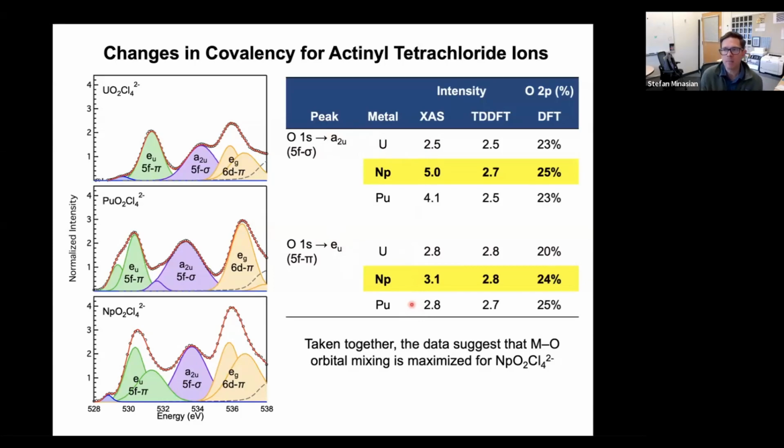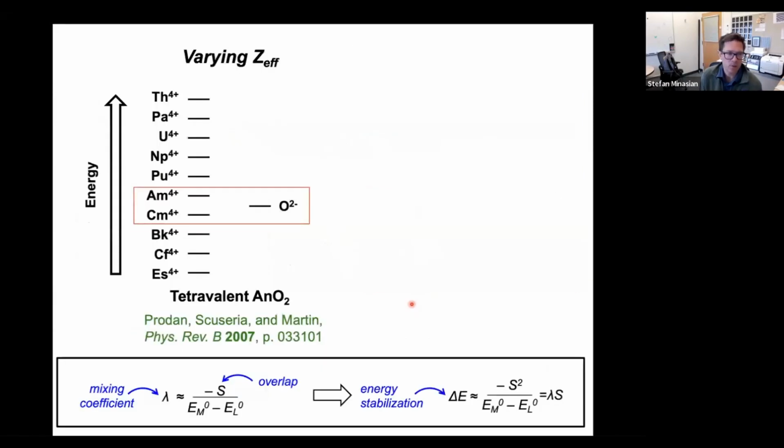This was initially a little surprising because I had expected it to be a monotonic increase from uranium to neptunium and then again to plutonium, not this sort of non-monotonic trend. But I've developed a model which I think actually describes what's going on here pretty well. And so to introduce this, I'll perhaps remind people about a really nice paper from a while ago now by Gus Scuseria and Richard Martin, where they did DFT calculations on the tetravalent actinide dioxides. And what they showed is that as you move across the series, the 5f orbitals are dropping in energy, and you get a near degenerate energy match with the oxygen 2p right around americium or curium. So they proposed that the covalency was maximized right around there.